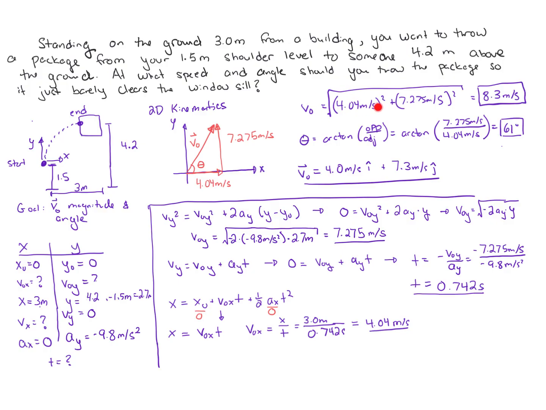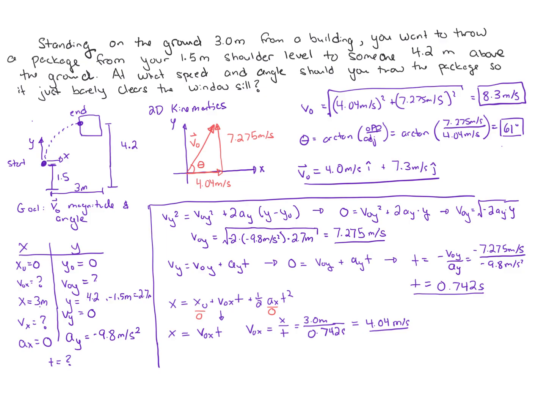I could use Pythagorean theorem to get the length of this part of the triangle, the hypotenuse, and I got 8.3 meters per second because all the units are meters per second here. And then this angle is the angle whose tangent is opposite over adjacent, or the 7.275 over the 4.4, and I got 61 degrees above the x-axis. I could also have found this angle, and if I'd carefully drawn it, that would be another way of indicating the direction that I need to throw the package.